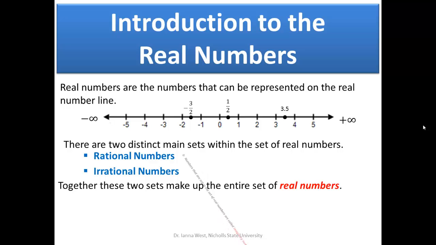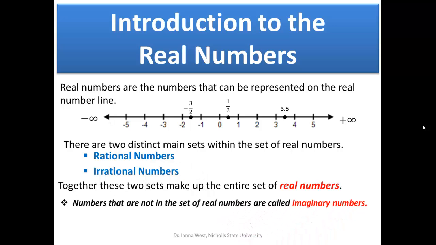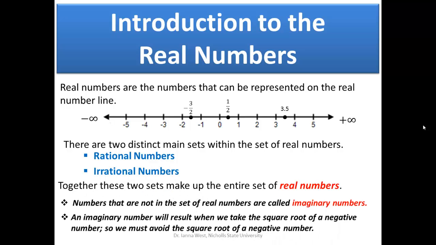It is important to note numbers that are not in the set of real numbers are called imaginary numbers. These numbers belong to a different set of numbers that are not part of the real number system. An imaginary number will result when we take the square root of a negative number. So we must avoid the square root of a negative number. We will see this later in the presentation. We are only dealing with real numbers in this section.